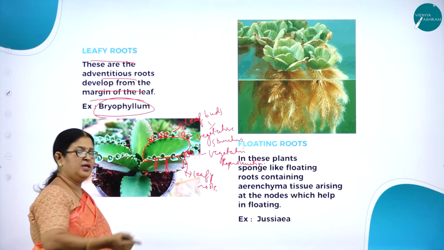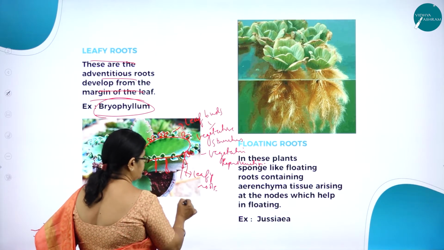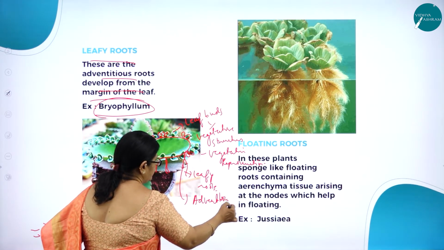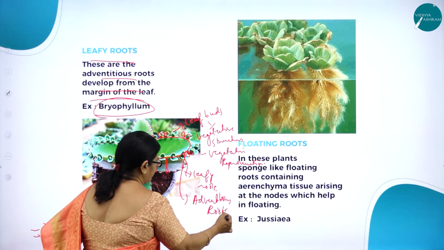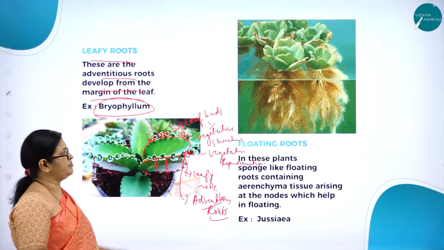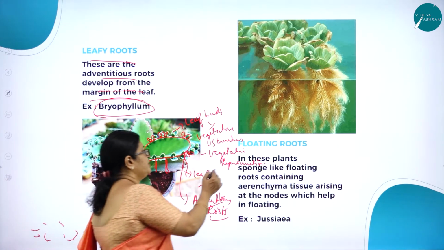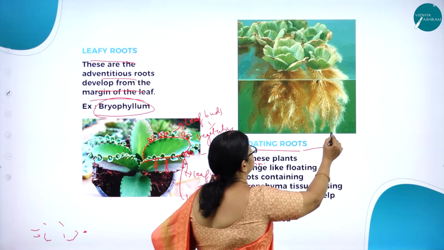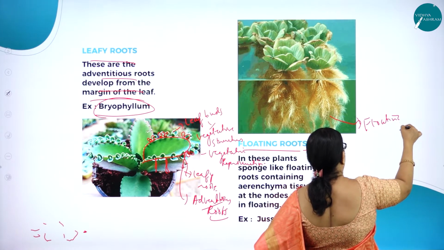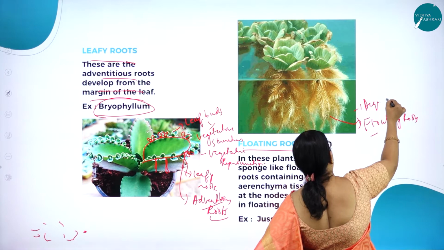The margin of the leaf will bear the leaf buds, and they also are what? They are adventitious roots, and they also act as vegetative structures. So such roots are called as leafy roots. Then you take the example of floating roots. These are all called as floating roots. You can see them in aquatic plants.